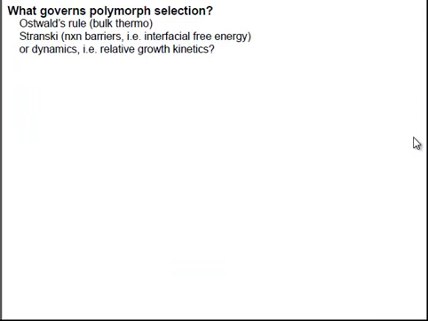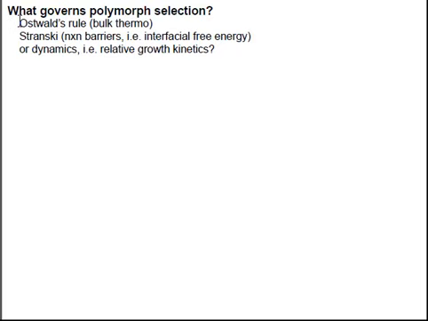So what governs polymorph selection? And there are a few different ideas about this. This is the second installment of my little lectures on polymorph selection. What I want to do here is sort of go back and provide some background information.